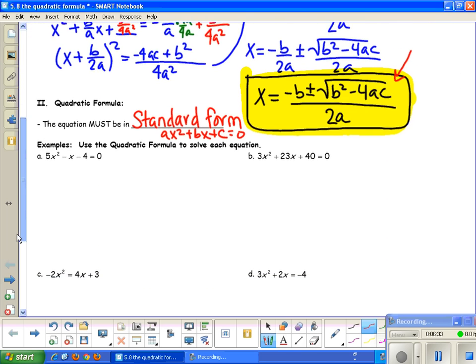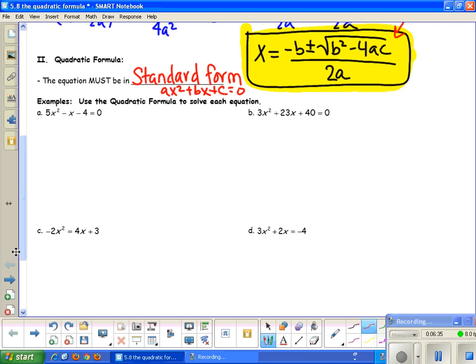So going to these problems, we're going to use the quadratic formula to solve each equation. The first thing I do is write down my a, which is 5, my b is -1, and my c is -4. So this was already in standard form, so I didn't have to put it in standard form. If it wasn't, I would do that first and set it equal to 0. So now I have my a, b, and c. All I have to do is put it into my equation.